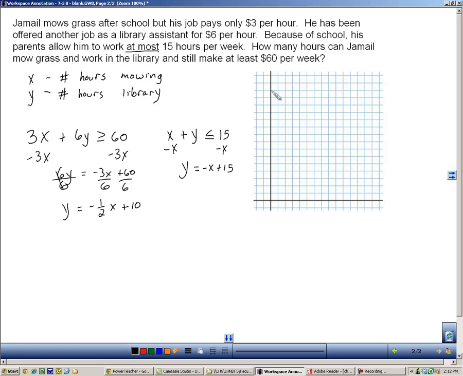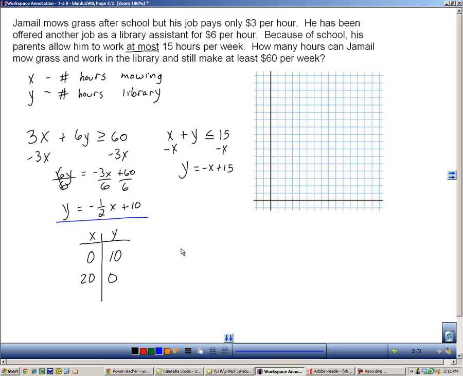Notice my graph is only a first quadrant graph because we're dealing with a real-world problem. That means we only graph things that are in the positive quadrant, x and y. So let's go down here and find a couple ordered pairs. 0 gives me a 10. How about a 20? If I plug a 20 in, that'll be a negative 10, so 20, 0 will work. I like to use the intercepts, especially in real-world problems.